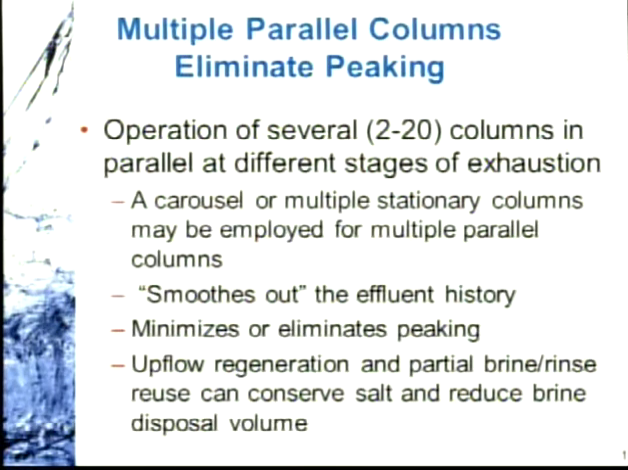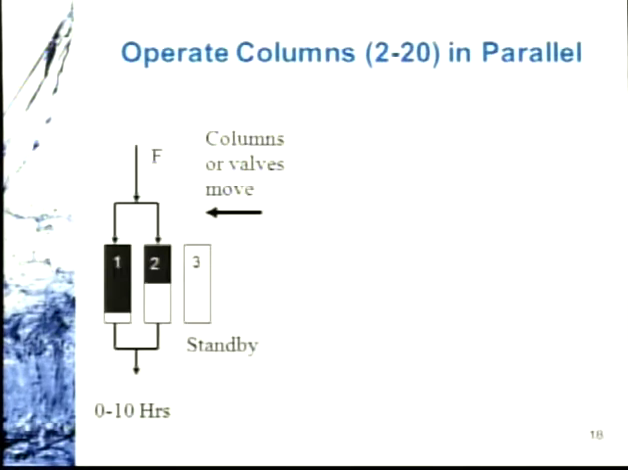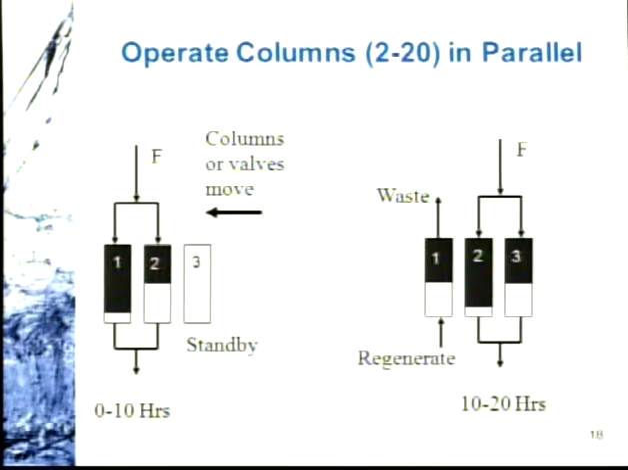Now, multiple parallel columns operating can eliminate peaking because they're just at different stages of exhaustion. So these are systems that are on a carousel or valved in a way that allow them to be sequenced. And it just simply smooths out that peak in the treated water that's all blended together. Upflow regeneration and partial brine regeneration and rinse can also conserve the salt and reduce that disposal too. So let me talk about that. Actually, here's the description of operating columns in parallel.